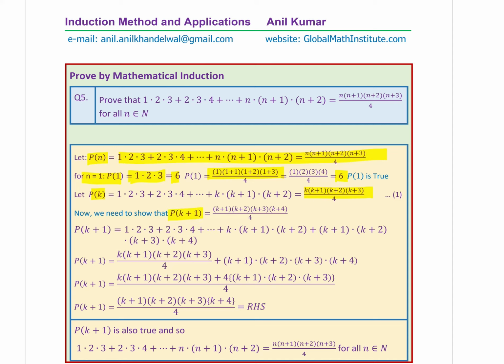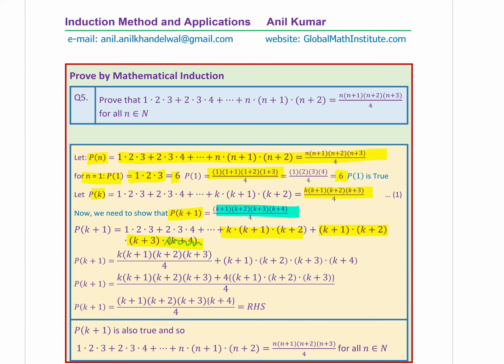Now, we need to prove that this statement should also work for k plus 1. Replacing k with k plus 1 is what we need to show. So this is what we need to show, right? So let me highlight this in blue. Now let's start working with our statement on the left side, which is P of k plus 1: 1 times 2 times 3 plus 2 times 3 times 4, it ends with k times (k plus 1) times (k plus 2), which is the previous term, and the new additional term is (k plus 1) times (k plus 2) times (k plus 3), right? So here there's one additional term. Correct. So we have three terms, right? So that's what you get.